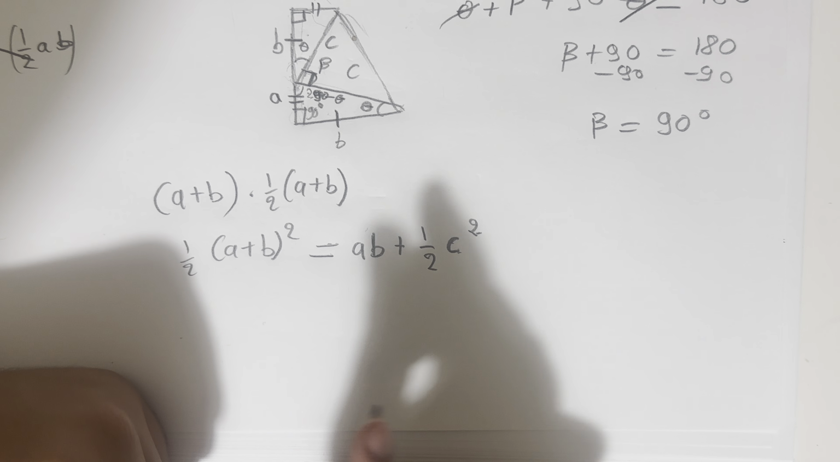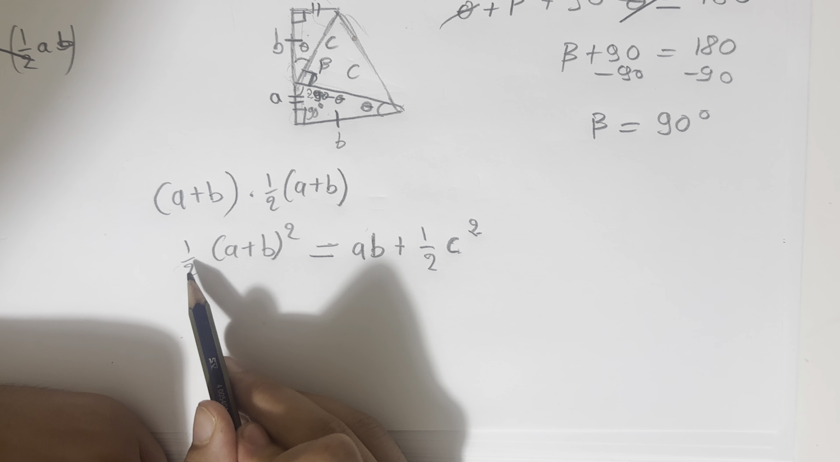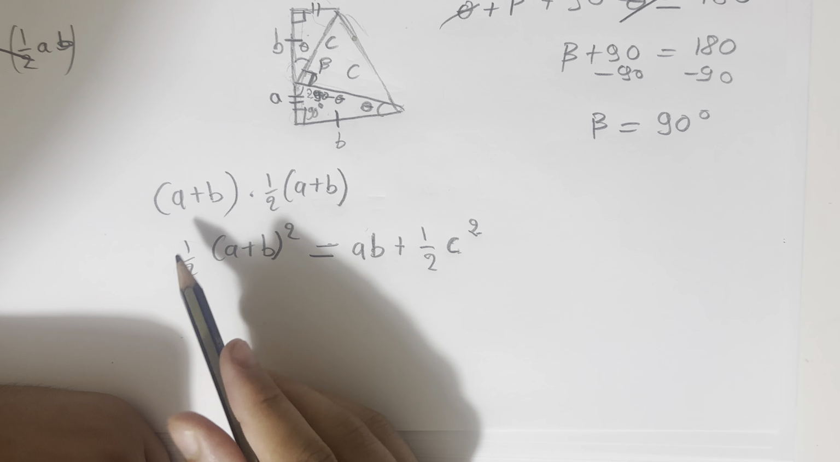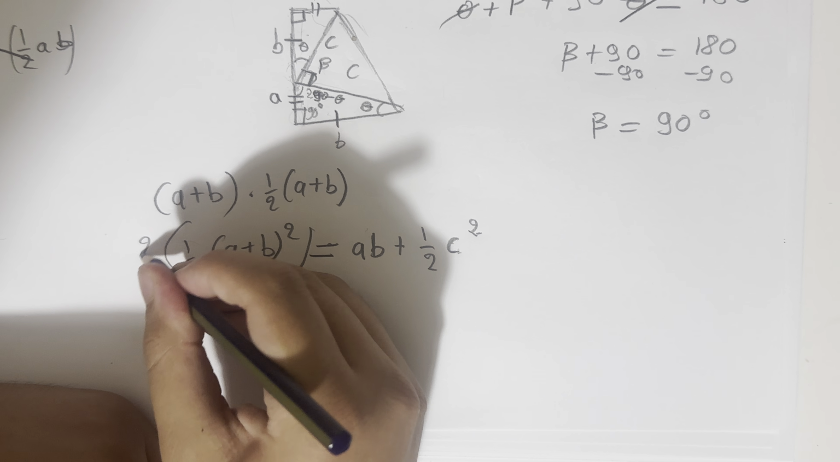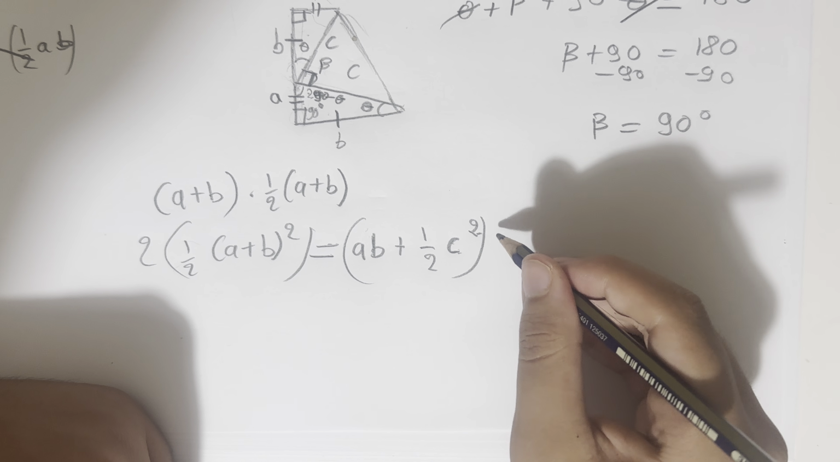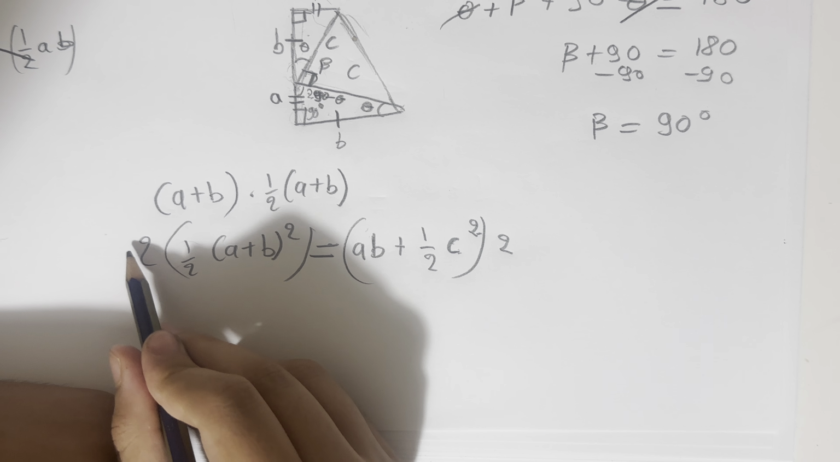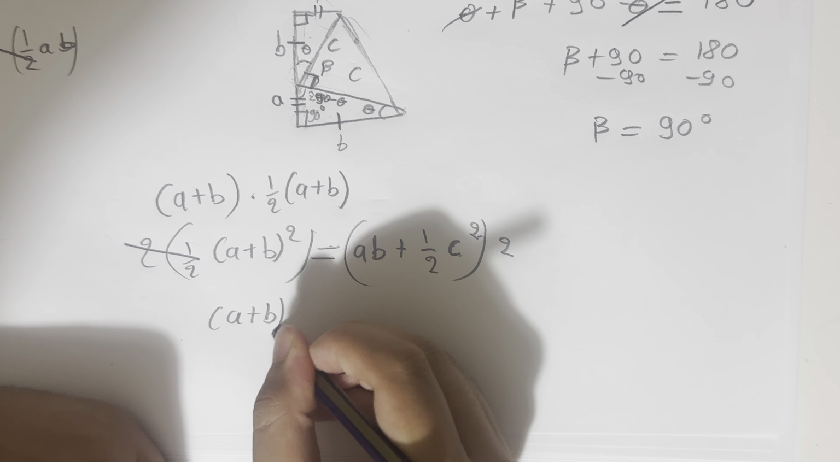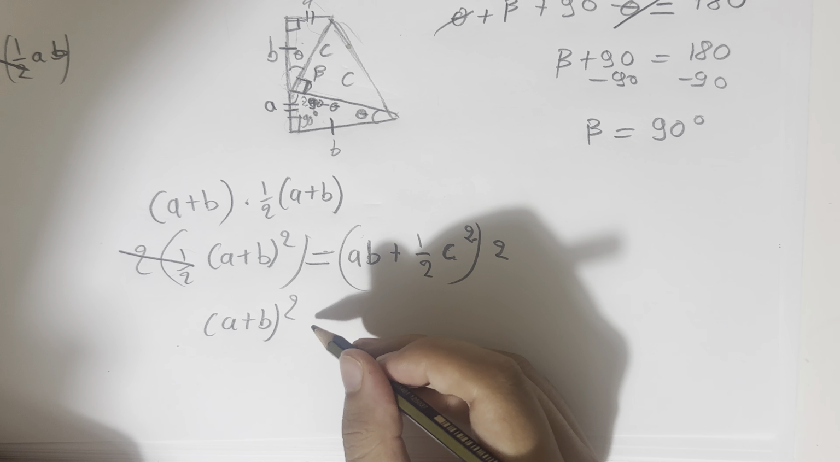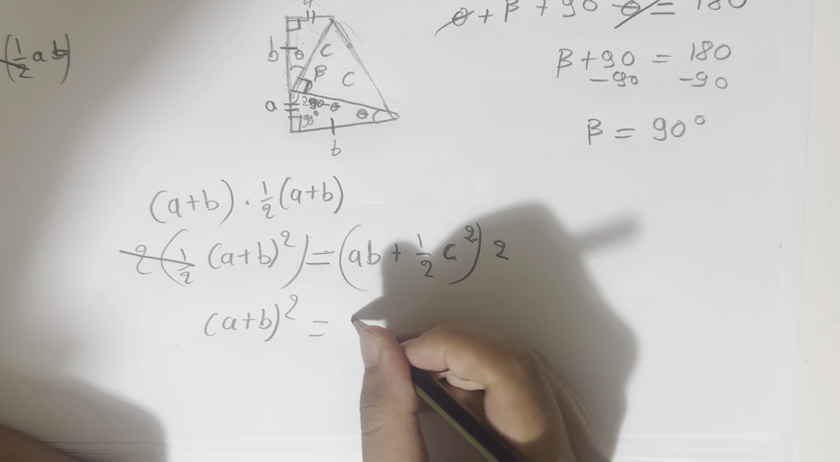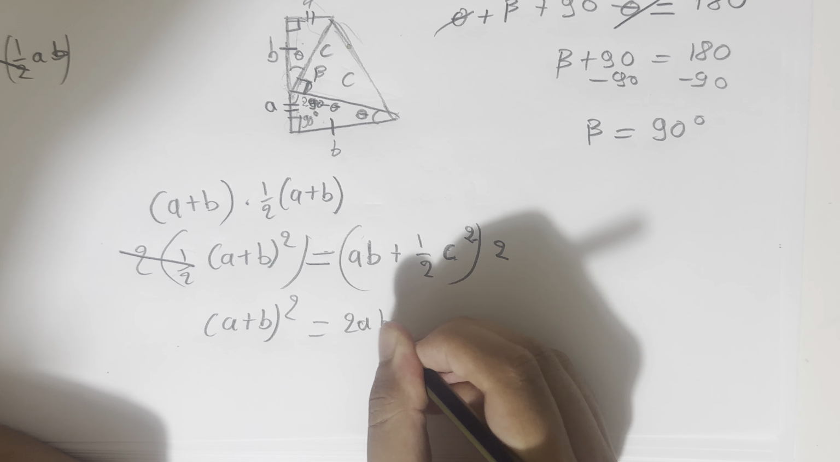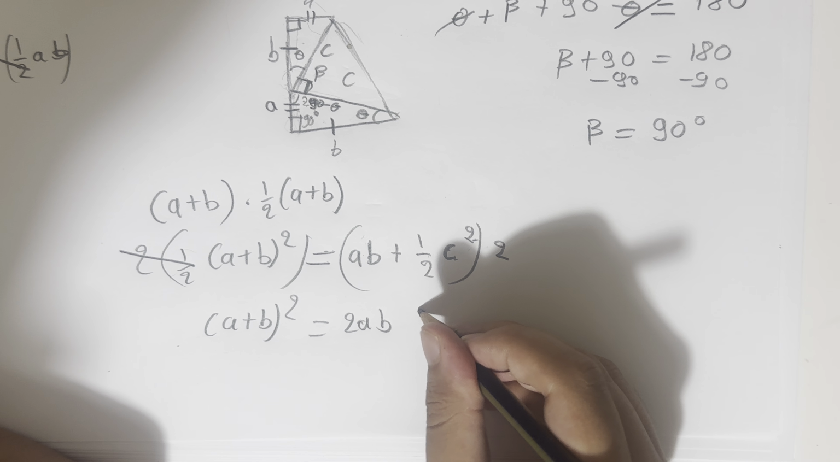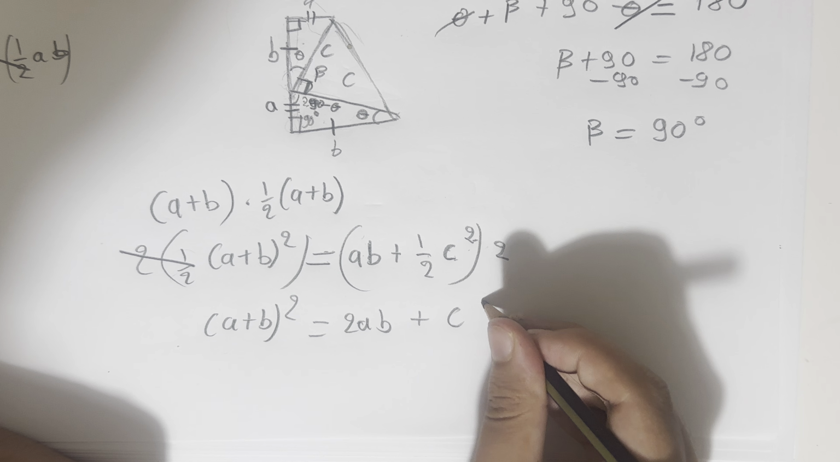All right. So now I'm going to want to get rid of this 1/2 right here. So we're going to multiply both sides by 2. So this right here simply gets rid of the 1/2 as I wanted. So we have A plus B squared is equal to 2 times AB, so 2AB, plus 2 times 1/2 C squared, which is simply plus C squared.